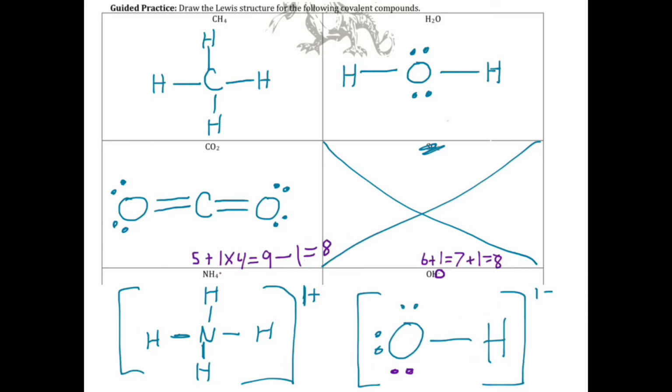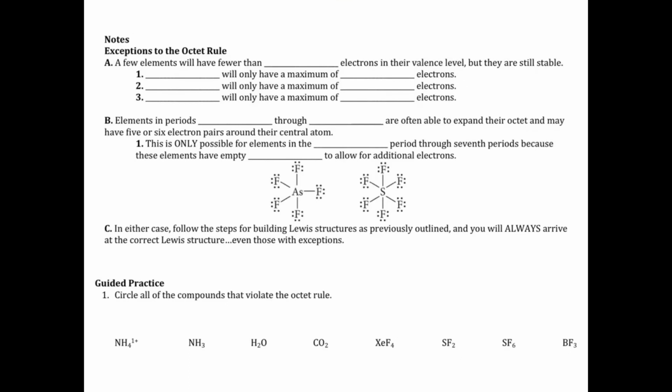So, all right, a few elements will have fewer than 8 electrons in their valence level, but they are still stable, all right? So the first one we're talking about is hydrogen. Hydrogen will only have a maximum of 2 valence electrons, right? And that makes sense. It makes 1 bond, there's no lone pairs, and it's in the first energy level, so the first energy level can only hold 2.